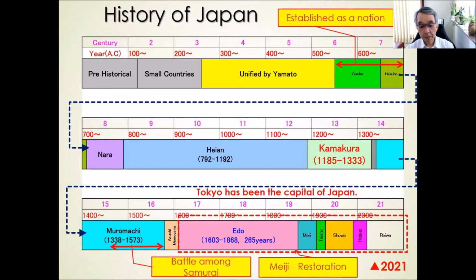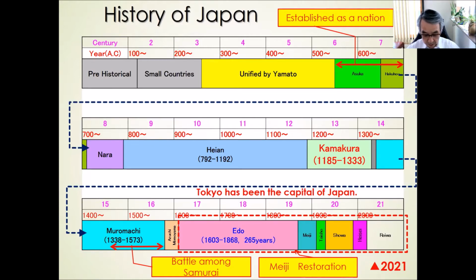This is the history of Japan. In the 2nd century, small countries were formed. They were gradually united by Yamato. In the 6th century, Japan was united as a nation. Since then, the emperor and the noble people governed Japan for a long time. At the end of the 12th century, samurai took over to govern Japan. Since then, several samurai governments controlled Japan for about 700 years.